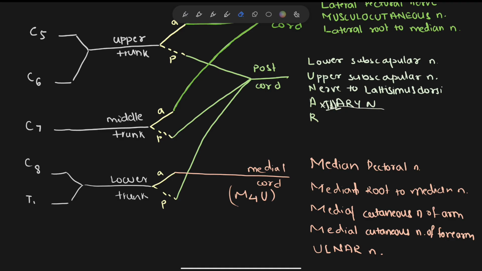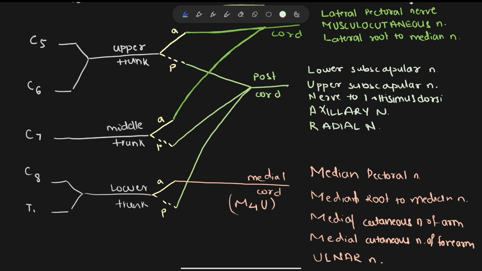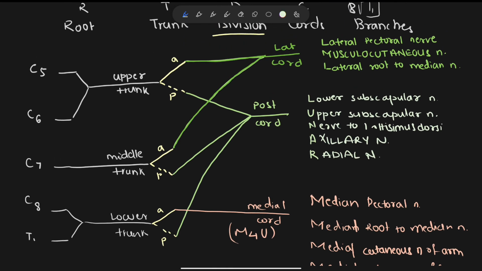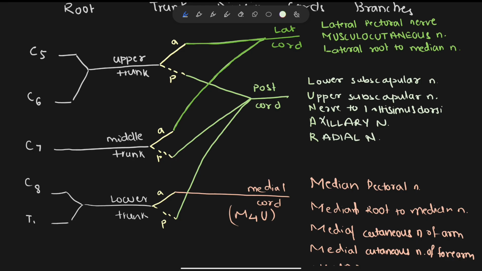Axillary nerve. And we have one left now. It will be, of course, the radial nerve. So we have done the branches which originate from the cords. Lateral cord: lateral pectoral nerve and musculocutaneous nerve, and L, the lateral root of the median nerve. Posterior cord: L, lower subscapular nerve; U, upper subscapular nerve, and the nerve to latissimus dorsi; A, axillary nerve; and R, radial nerve.